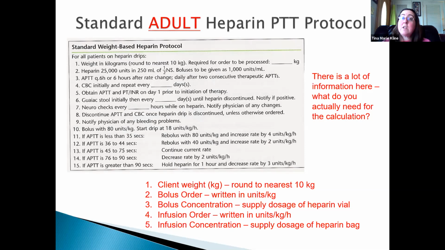You can see guaiac stools. Okay, well, why would we do that? It increases the risk for hemorrhage. If they're going to bleed, 90% of the time, it's going to be from somewhere in the GI tract. So we want to check those stools for blood.